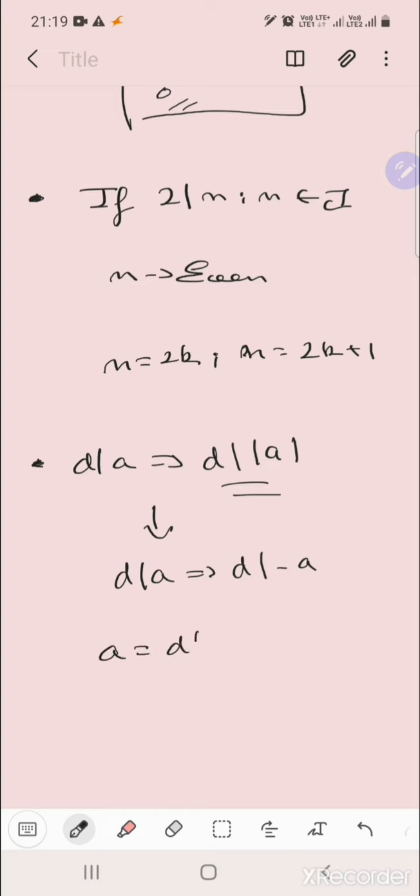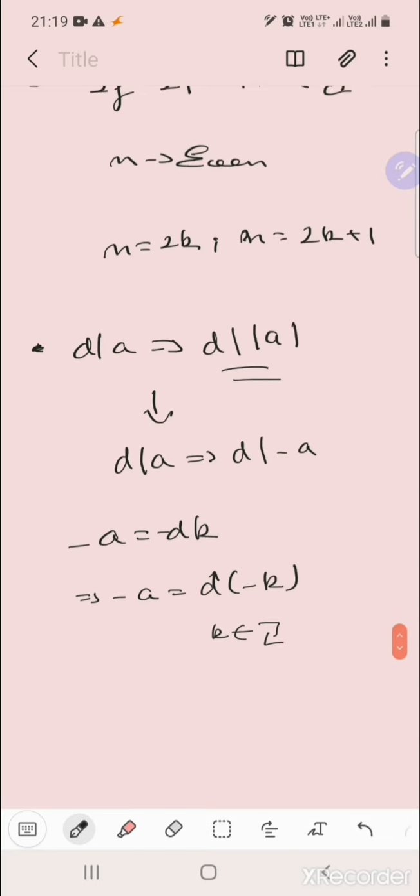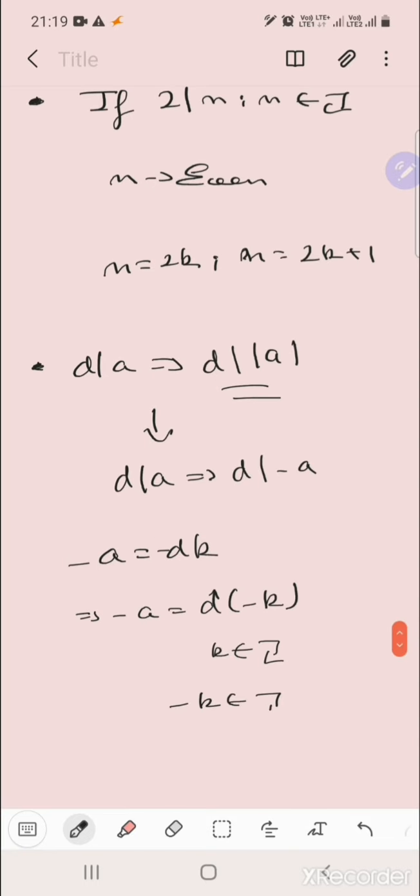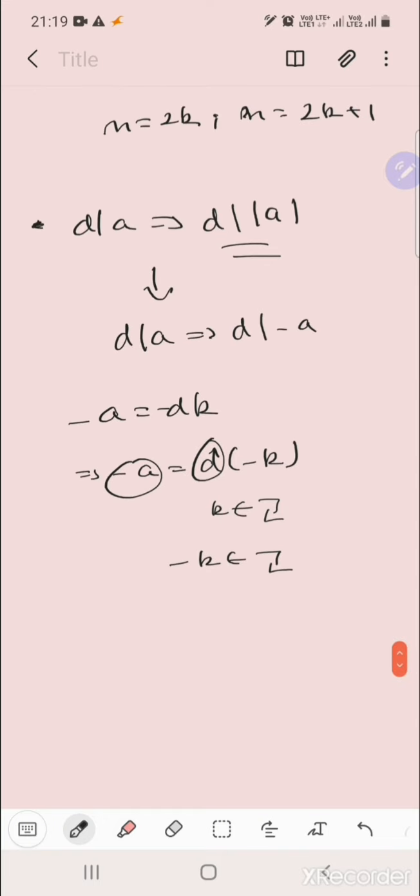See, if a is equal to dk, multiplying minus 1 on both sides, you get that minus a is equal to d times minus k. Now when k belongs to the set of integers, minus k will also belong to the set of integers. So d is also dividing minus a. So when d is dividing a, d also divides minus a. That's why if d divides a, d divides mod a. It divides both the values actually. Got it?